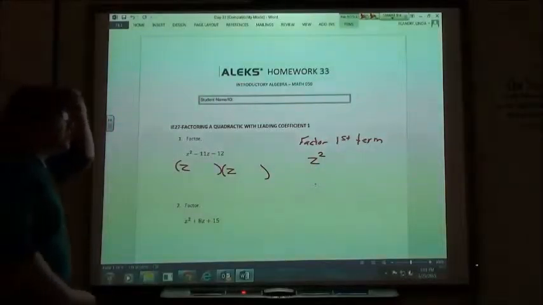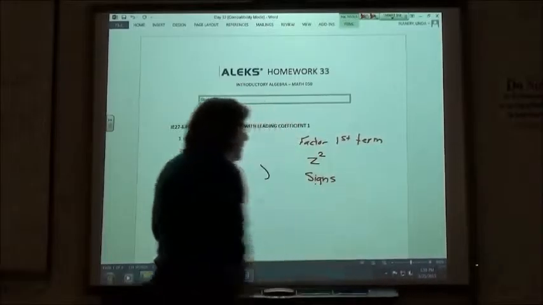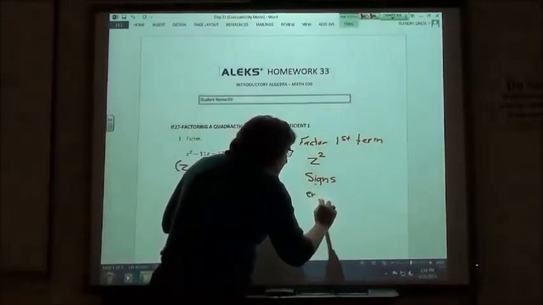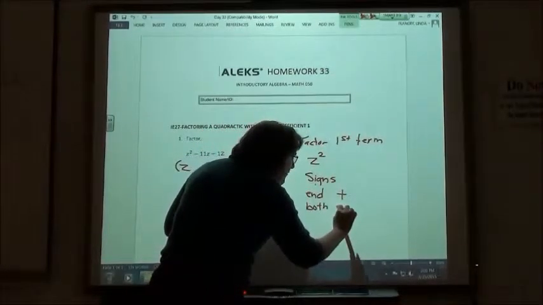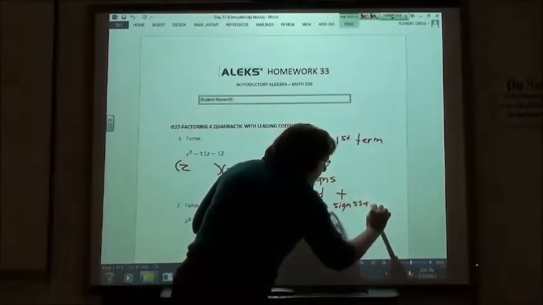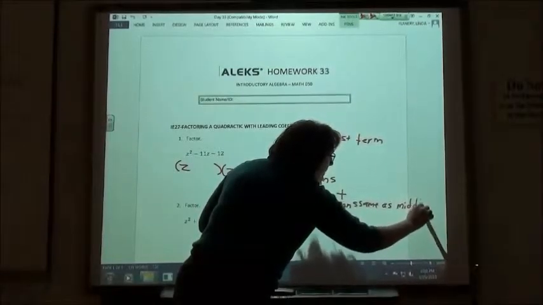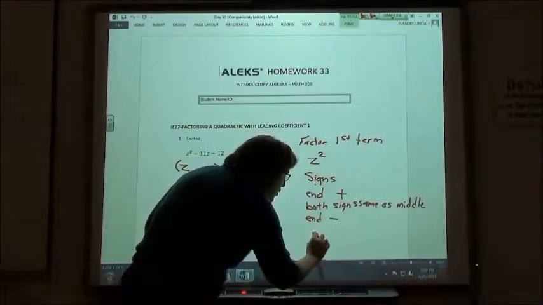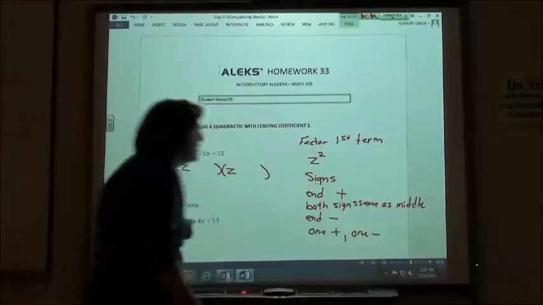The next thing you're going to do is figure out your signs. The way to figure out your signs is if the end is a positive, both signs have to be the same as the middle sign. If the end is a minus, you're going to have 1 plus and 1 minus.